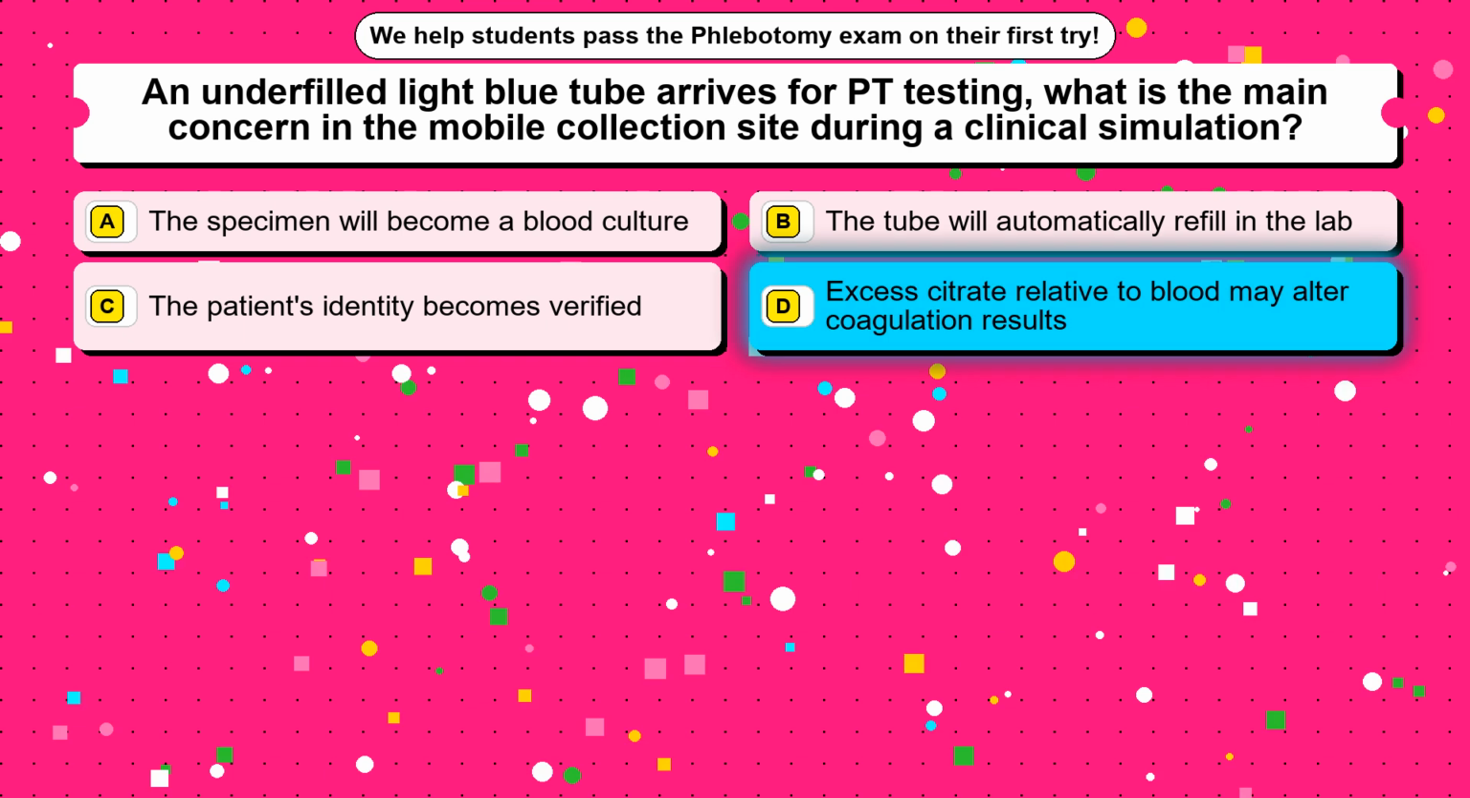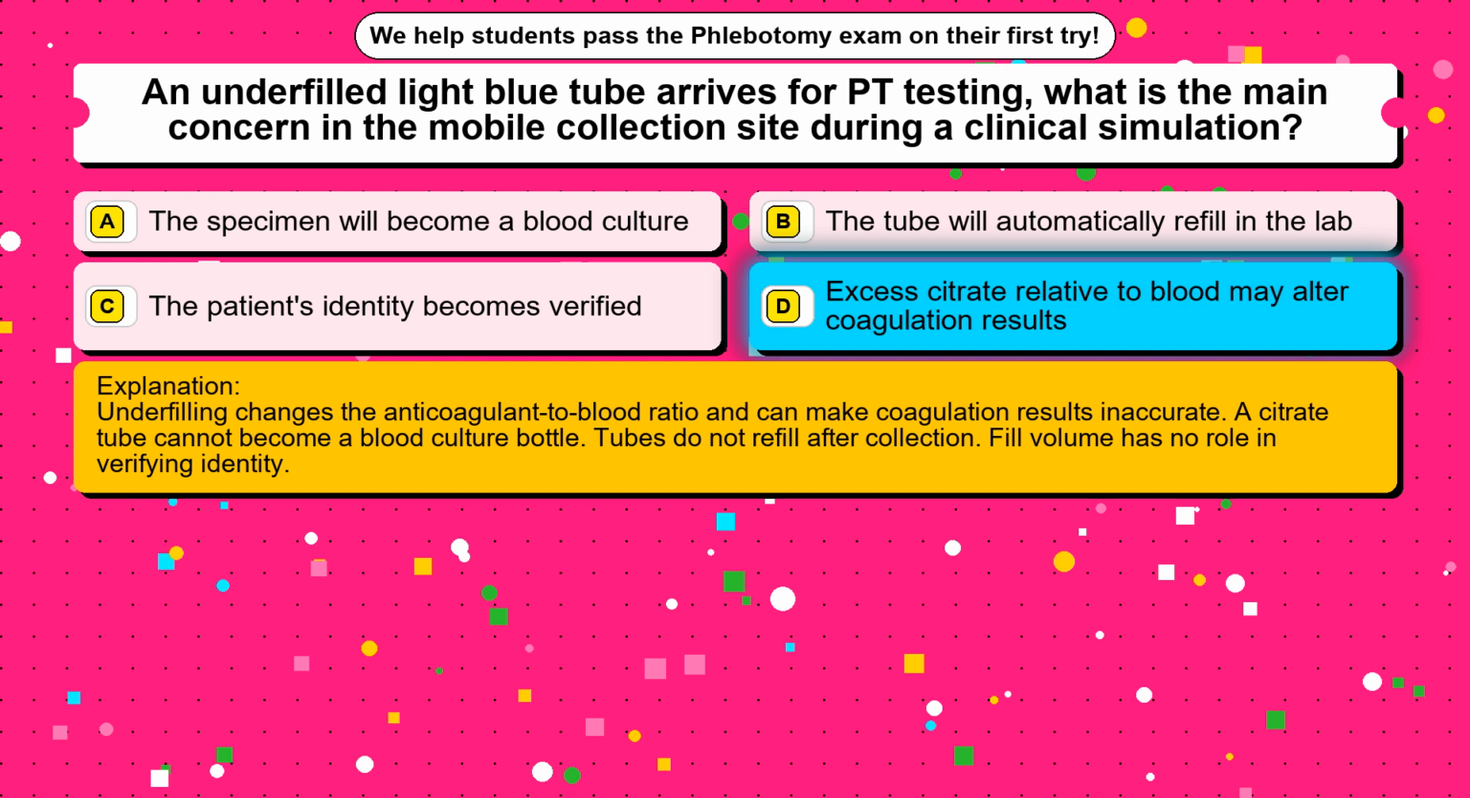The correct answer is option D. Excess citrate relative to blood may alter coagulation results. Underfilling changes the anticoagulant to blood ratio and can make coagulation results inaccurate. A citrate tube cannot become a blood culture bottle. Tubes do not refill after collection. Fill volume has no role in verifying identity.